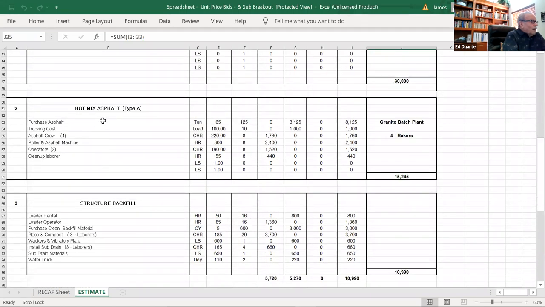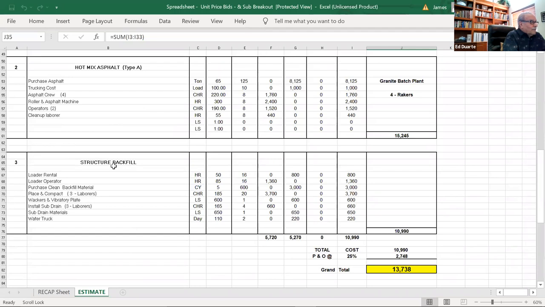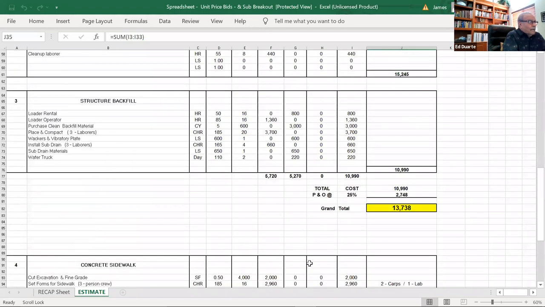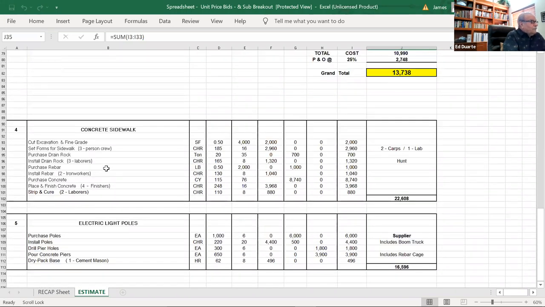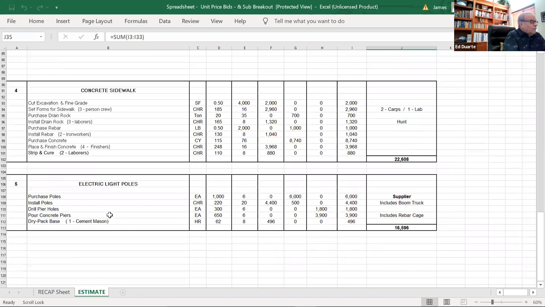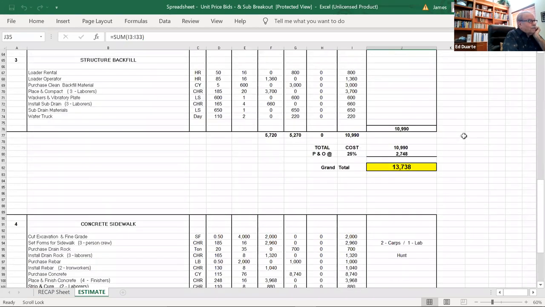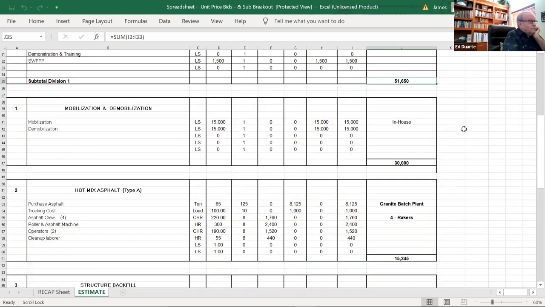Bid item number two was hot mix asphalt. Bid item number three is structure backfill. And I have a subtotal here that I'll come back to. I have concrete sidewalk, bid item four, and I have electrical light bulb. An arbitrary selection of a little miniature spreadsheet, if you will, of five bid items.